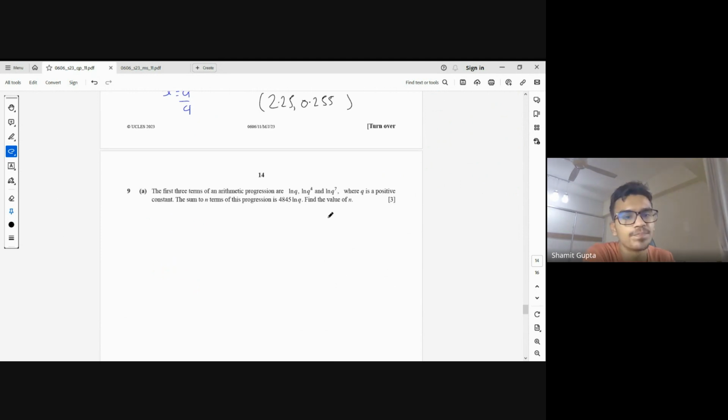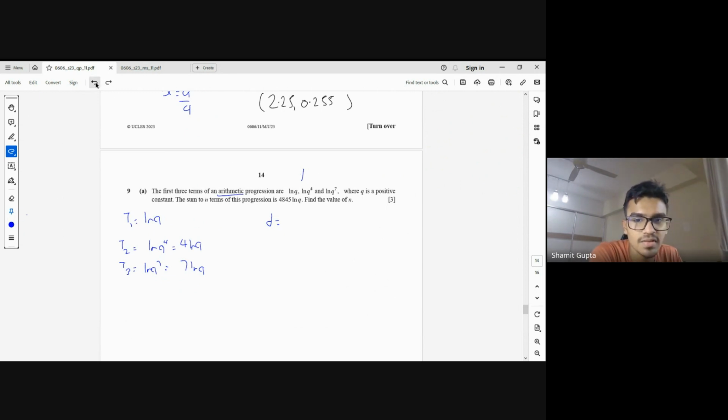Easy guys. Okay, see, the first term is ln q. T2 is equal to ln q power 4, or this can be written as 4 ln q. T3 is ln q power 7, or it can be written as 7 ln q. So your common difference, D, this is an arithmetic progression, right? Some people will think, oh, q power 3 is the geometric progression, common ratio. No, this is ln there, bro.